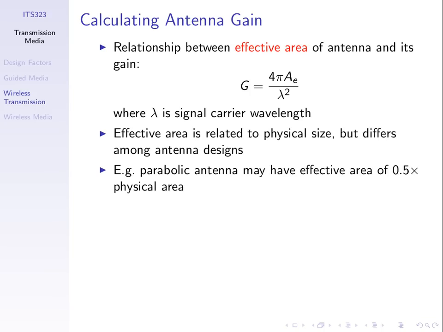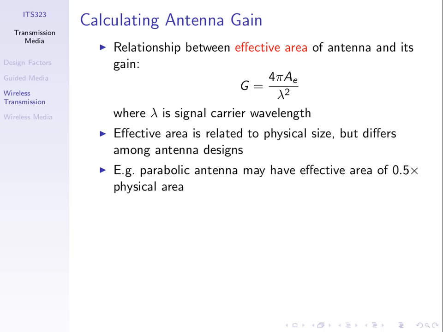So if we know the dish is, say, 1 meter in diameter, the radius is half a meter, the area of the circle is pi r squared. That's the physical area, or approximately the physical area of the dish. The effective area is usually a smaller value than the physical area. And it depends upon the design of the antenna, the materials and how it's designed. And usually that would be specified, say, the effective area is half of the physical area.